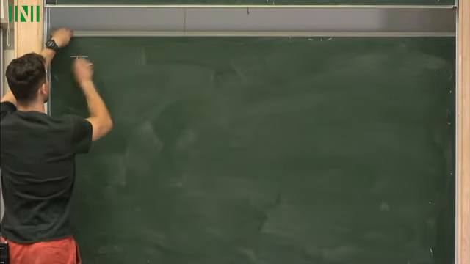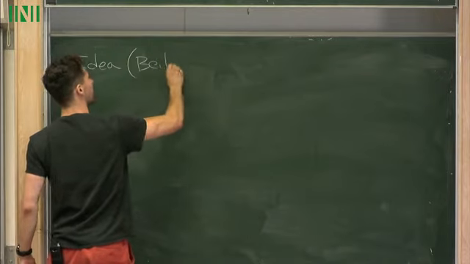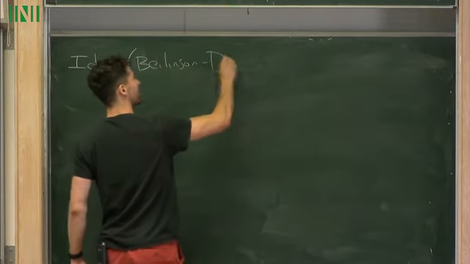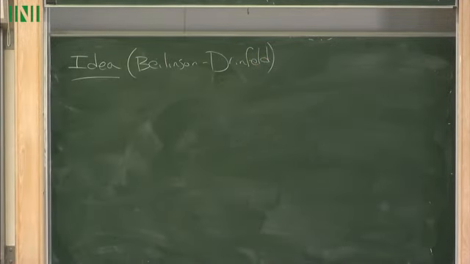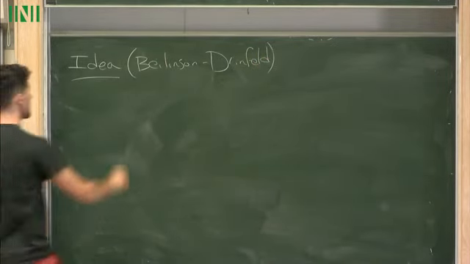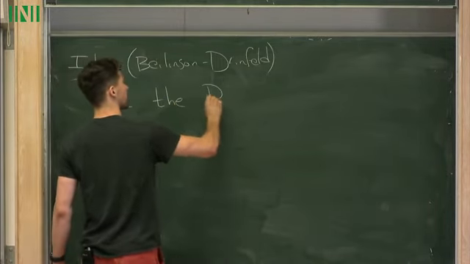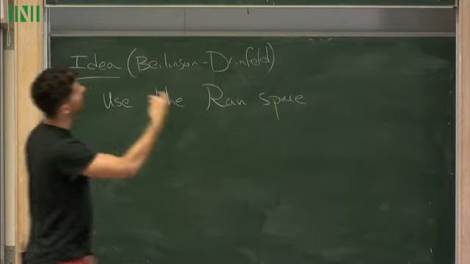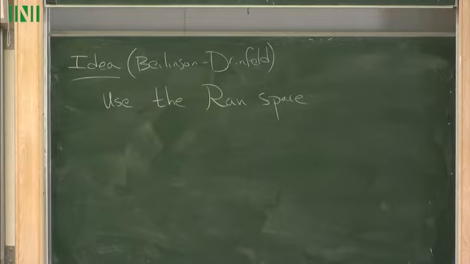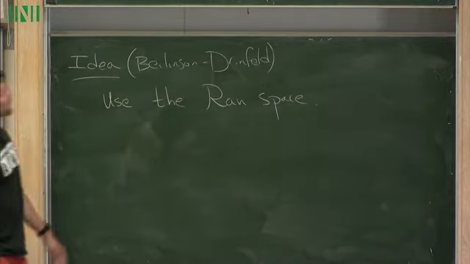Okay, so here's an idea. They never put it quite this way, but it's embedded in the work of Beilinson and Drinfeld. The idea is to use Ran spaces, the Ran space, the space of finite non-empty subsets. So it is some way of smashing together all the configuration spaces of a space.